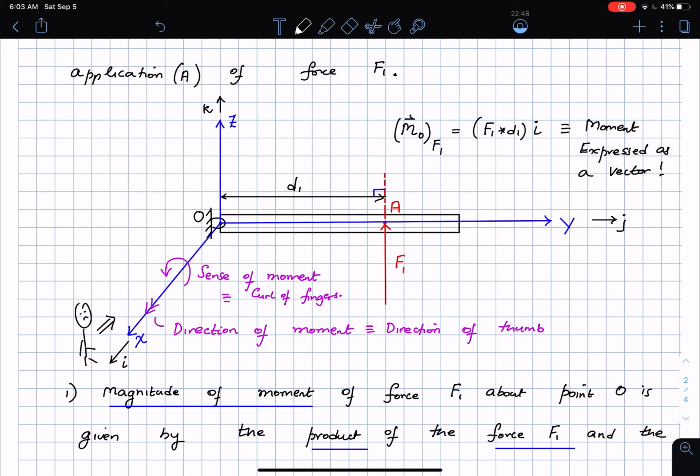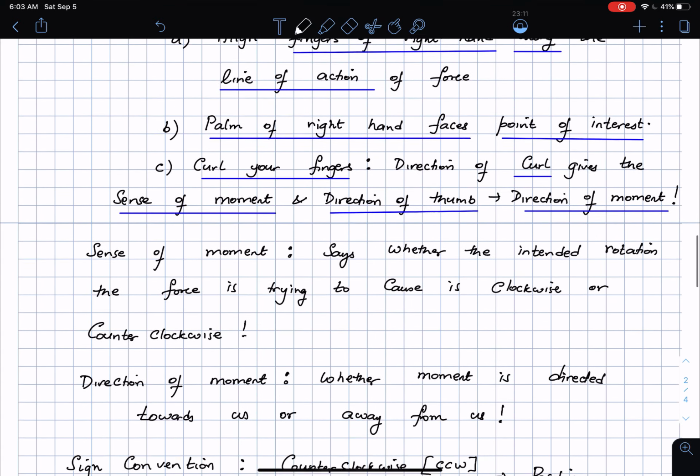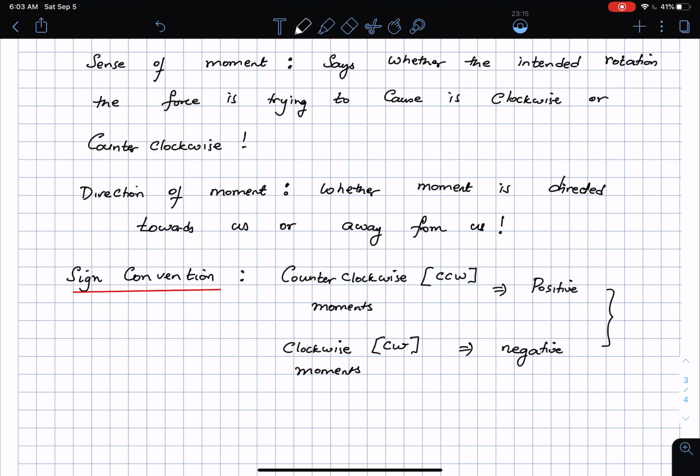Align the fingers of your right hand with the force F1. Your palm should be facing the point of interest. Curl your fingers. The direction of the thumb comes out of the page, which is the direction of the x-axis in this particular problem. And I can write it as a vector by saying magnitude times the unit vector i. And lastly, we have the sign convention for the moments. Counterclockwise moments are treated as positive, clockwise moments are taken as negative. Sign convention is because of historical reasons.